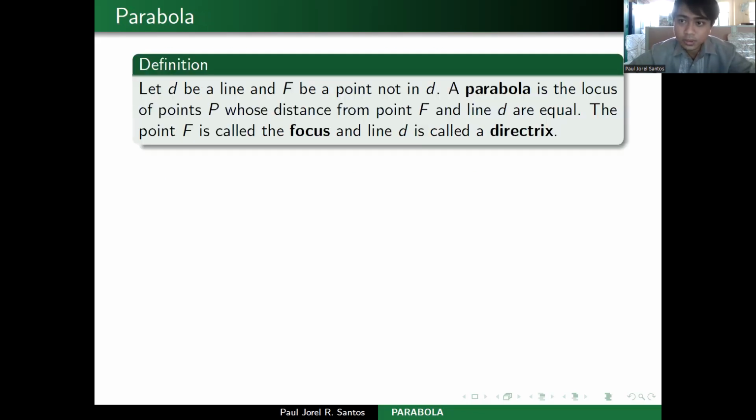So here we have the definition of a parabola. Let us have a line D and a point F not in D, meaning it does not lie on line D. A parabola is the locus of points P whose distances from point F and line D are the same. The point F is called the focus and line D is called the directrix.